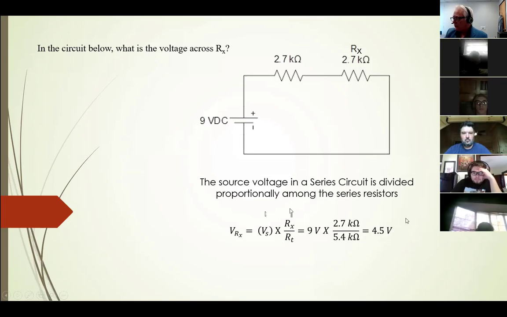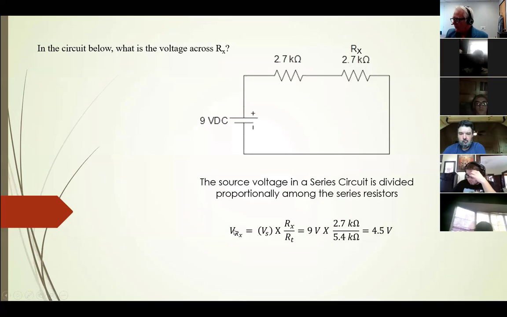There's also this voltage divider. It's pretty easy when you see that they're equal. You know that, since there's two of them, it's going to be 50-50. And half of this is 4.5. Each of them gets that. But if you have several resistors and they're not equal, you can use this voltage divider law. And it works like this.